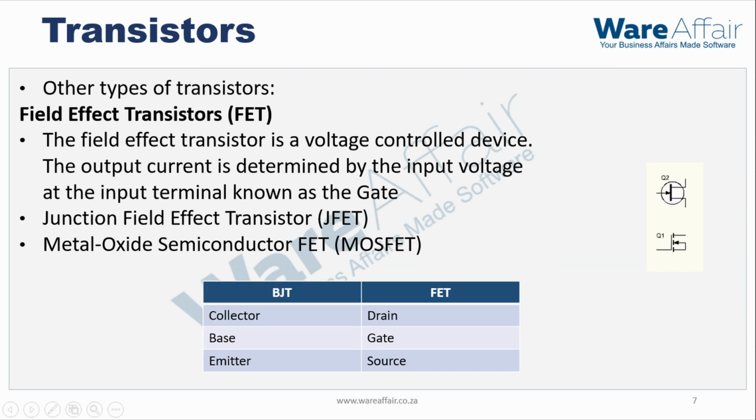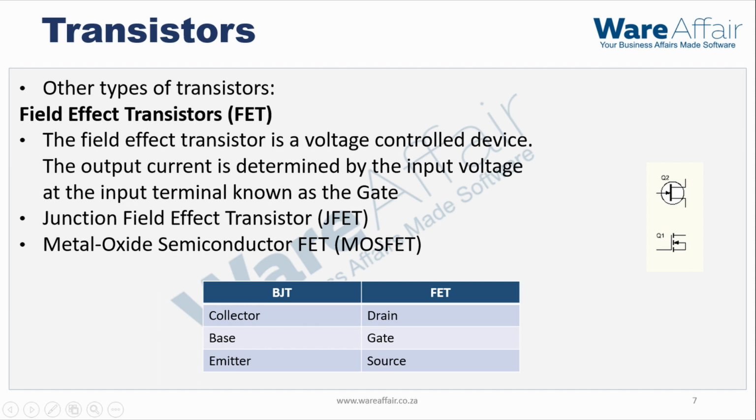The other types of transistors that we have are known as field effect transistors. Field effect transistors are voltage control devices. The output current is determined by the input voltage at the input terminal, known as the gate. The two types of field effect transistors are the junction field effect transistor and the metal oxide semiconductor field effect transistor, also known as a MOSFET.